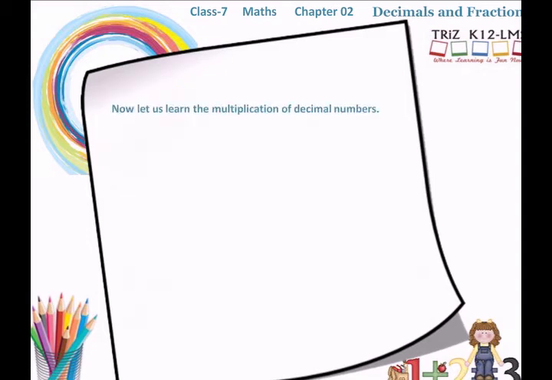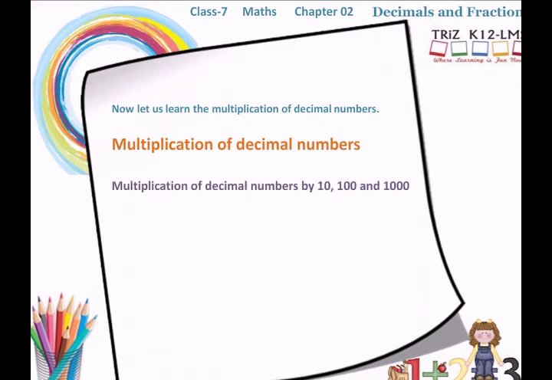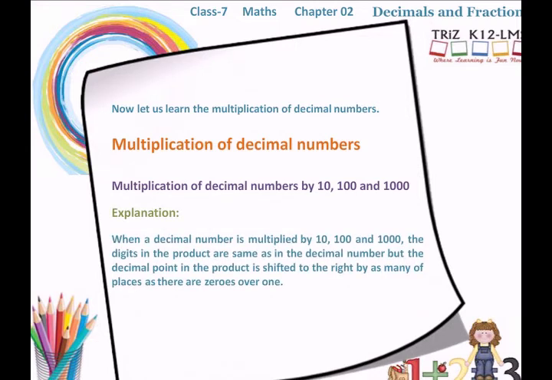Now let us learn the multiplication of decimal numbers. Multiplication of decimal numbers by 10, 100 and 1000. Explanation: when a decimal number is multiplied by 10, 100 or 1000, the digits in the product are the same as in the decimal number, but the decimal point in the product is shifted to the right by as many places as there are zeros over 1.